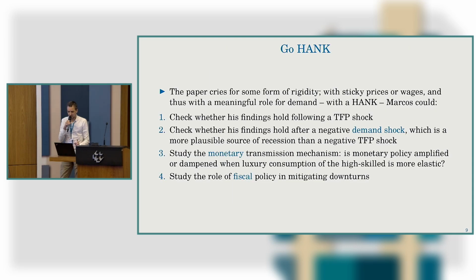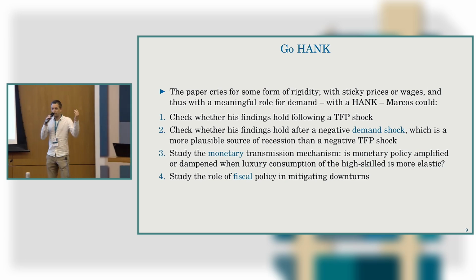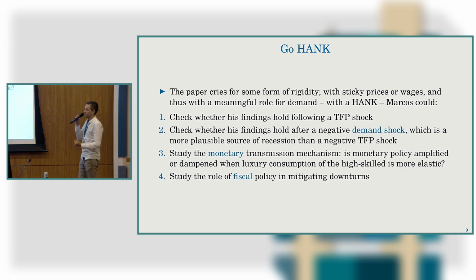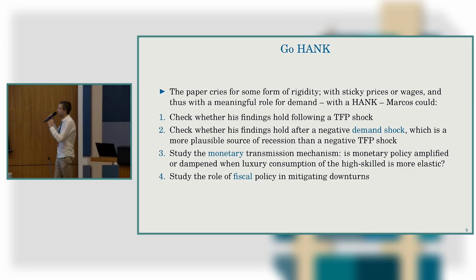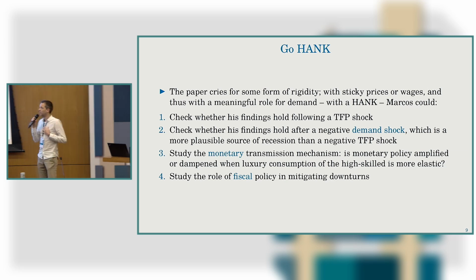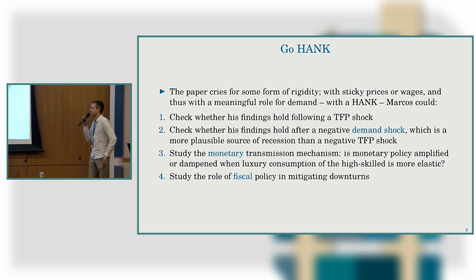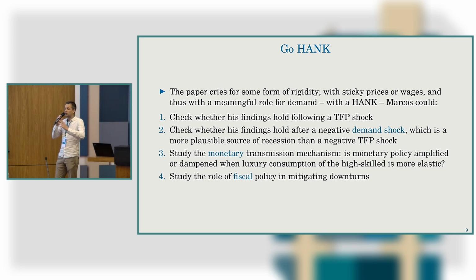My suggestion, and I know it would be a big change to the paper, would be to go HANK and assume some degree of rigidity, whether that's sticky prices or wages. Then you could check whether your finding holds following a TFP shock. But more importantly, you could engineer a recession with a negative demand shock, which is a more plausible source of recessions, at least in the US, than a negative TFP shock. We still don't know what a negative TFP shock is, whereas we have evidence that recent recessions have been caused by a fall in demand.